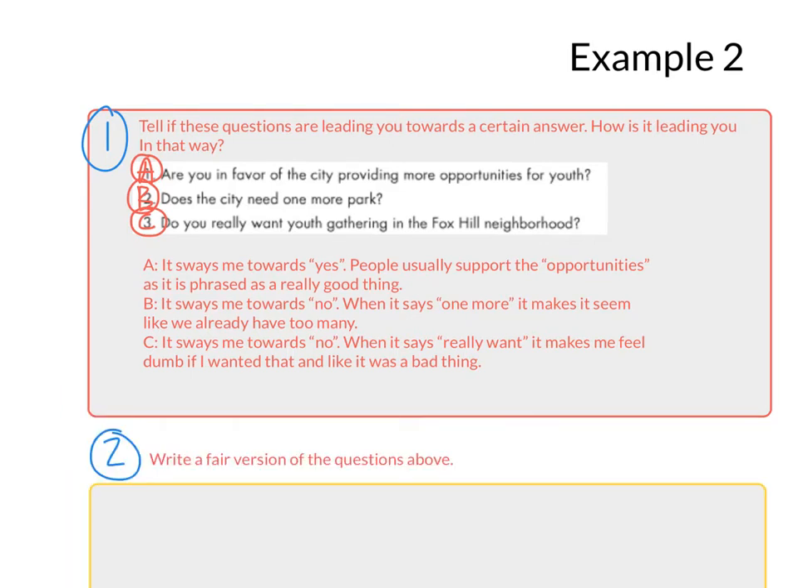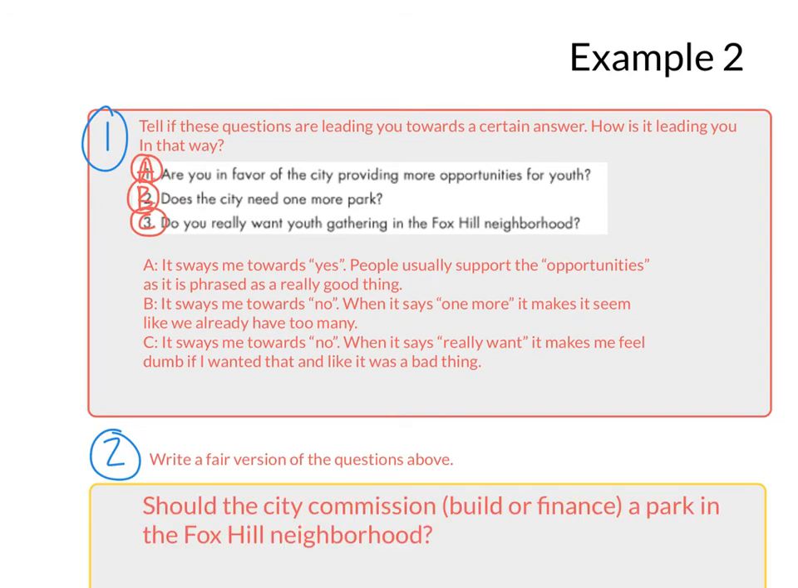For number 2 of example 2, write a fair version of the questions above. They're all about a gathering. How would I write a fair version of those? Unpause the video in 3, 2, 1. My example is, should the city commission, you could use build, or should they finance a park in the Fox Hill neighborhood? Notice how you don't know what my opinion is on this fact by the way I've asked this question.